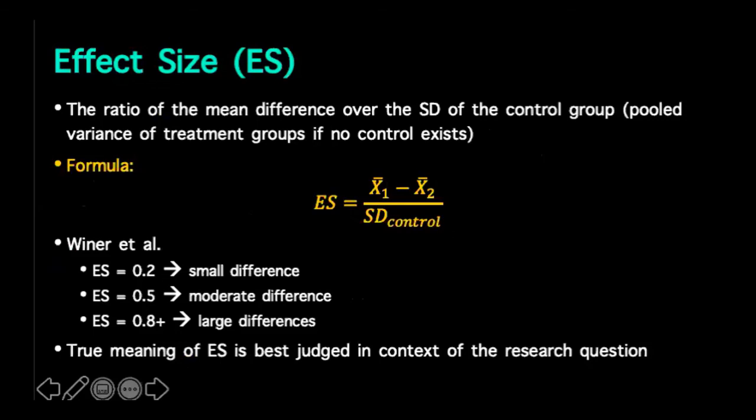If you do not have a control group, then we use a pooled standard deviation, which is just the standard deviation of both samples put together. And I do an example of that in the activity, so it should make sense once you go through that process. But basically, we'll get values anywhere between 0 and 1.